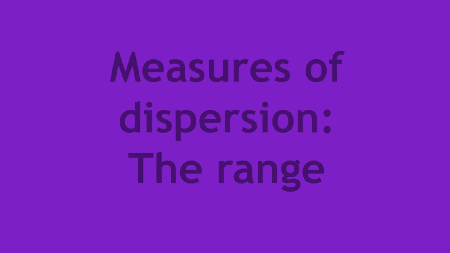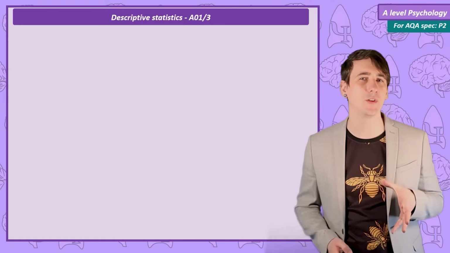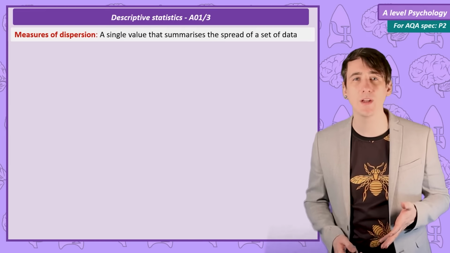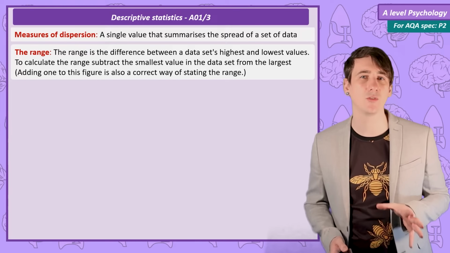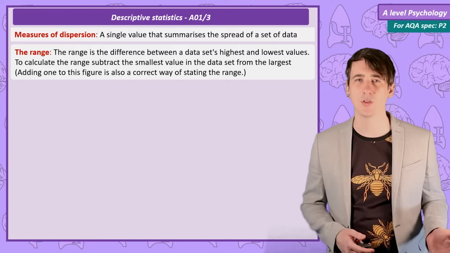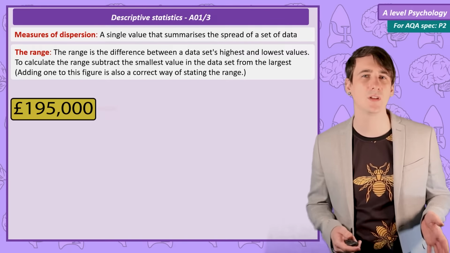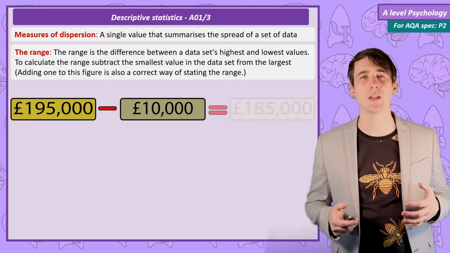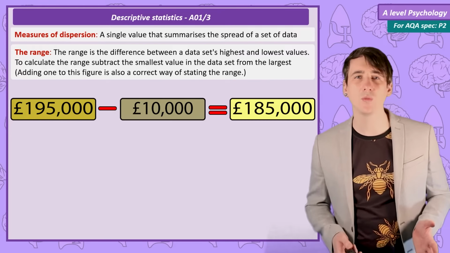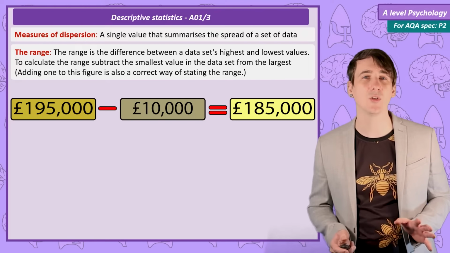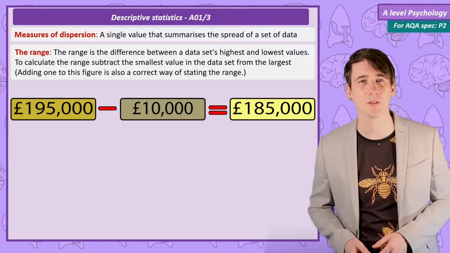The range. As measures of dispersion are about the spread of a set of data, the range may be the first you think of. It's easy to calculate, you just take the smallest value from the largest to get the range. Using our example, 195,000 minus 10,000 gives a range of 185,000. Some of you may have been told to add 1 when working out the range. That's fine, it's also an acceptable way of stating the range.